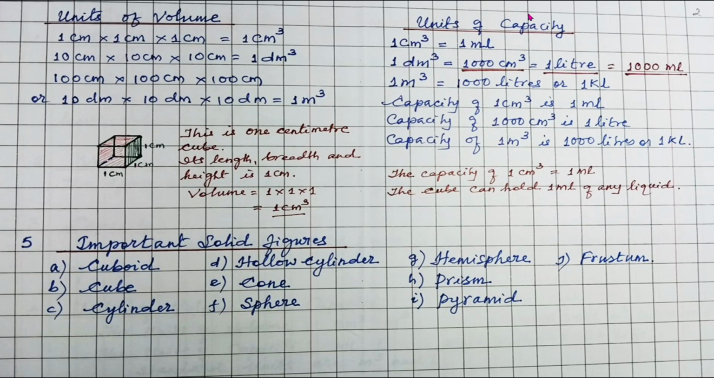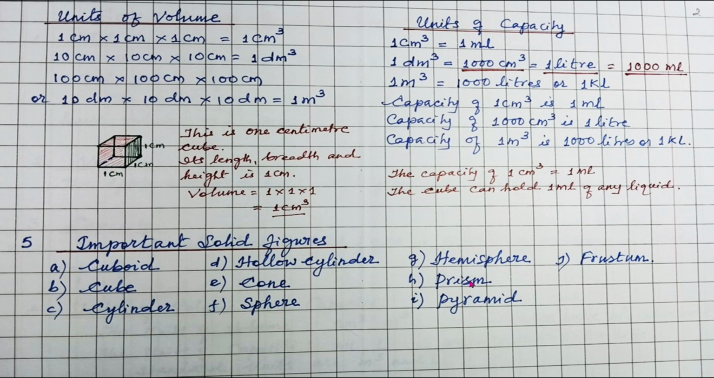Therefore, when we talk about 1 centimeter cube, it is the volume of a cube of 1 centimeter dimension. Now the units of capacity: if you take a 1 centimeter cube, then its capacity is 1 milliliter. If you take a 1 decimeter cube, its capacity is 1000 milliliters or 1 liter. And if you take a 1 meter cube, then its capacity is 1000 liters or 1 kiloliter. Therefore, I have written here: capacity of 1 centimeter cube is 1 milliliter, capacity of 1000 centimeter cube is 1 liter, and capacity of 1 meter cube is 1000 liters or 1 kiloliter. Please remember that.